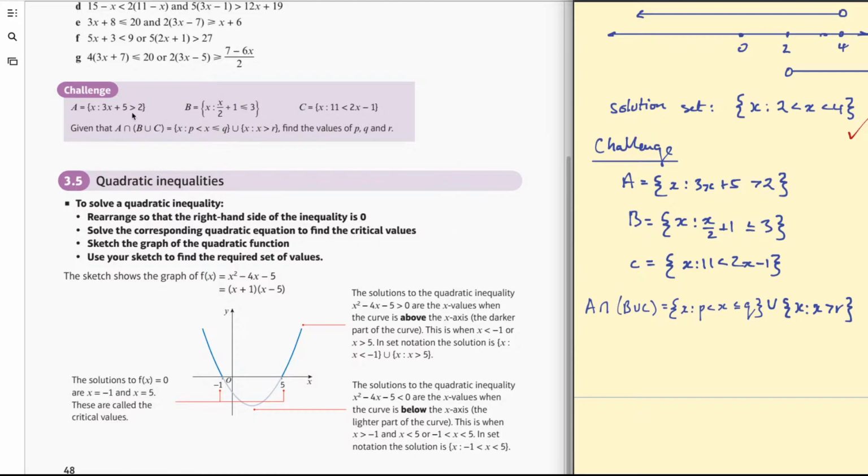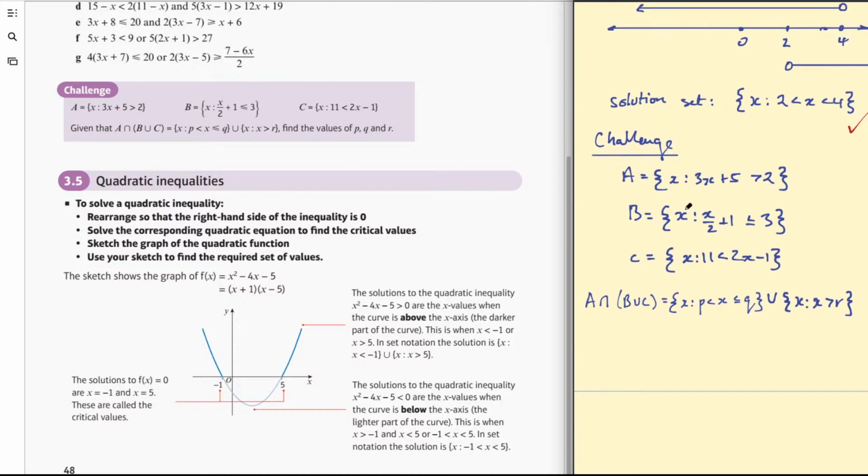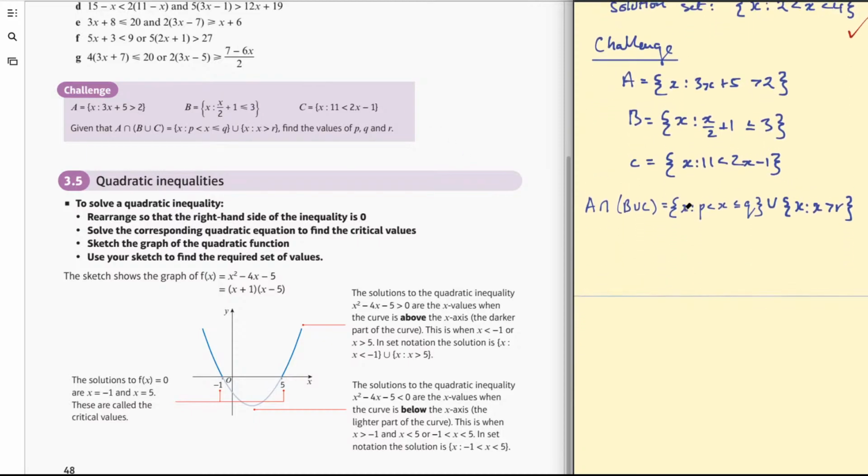Okay, this isn't too bad. It looks complicated, but I believe it should be following similar steps to what we've already been doing. So for A, we could say 3x plus 5 is greater than 2, therefore 3x is greater than negative 3, therefore x is greater than negative 1. Okay.